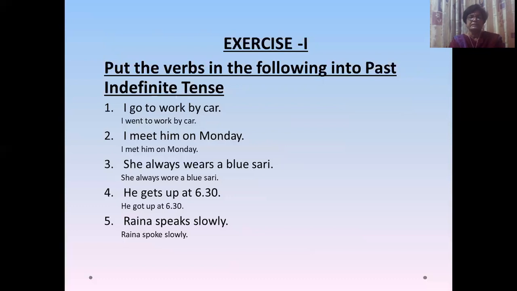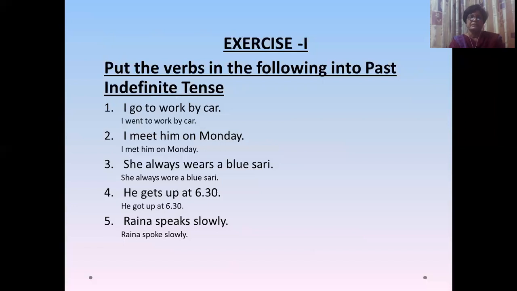The second sentence is, I meet him on Monday. Here the verb is meet. So it will be changed into the second form of the verb, and it will be, I met him on Monday.